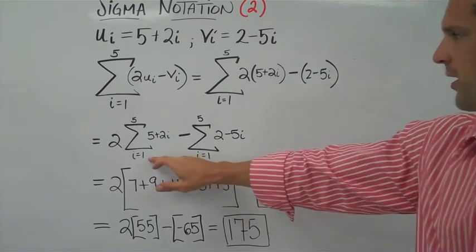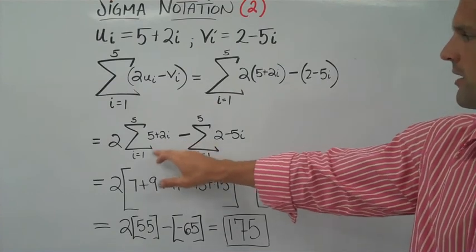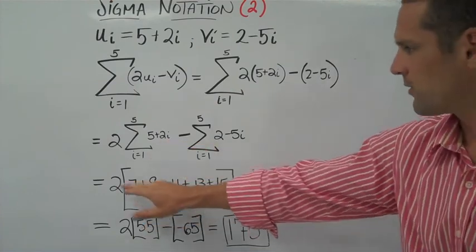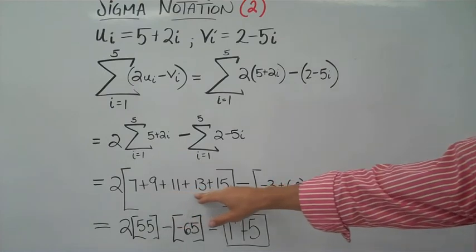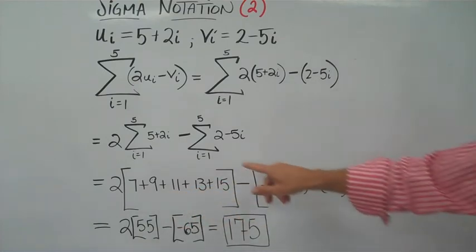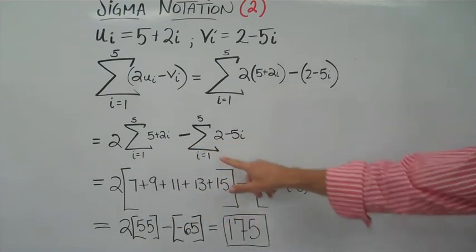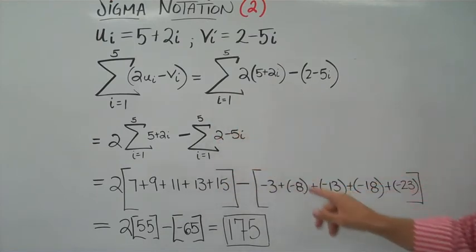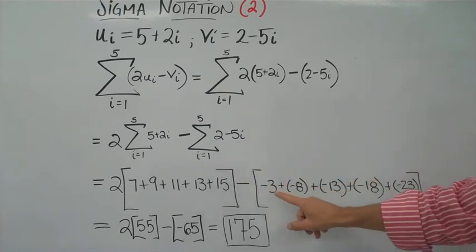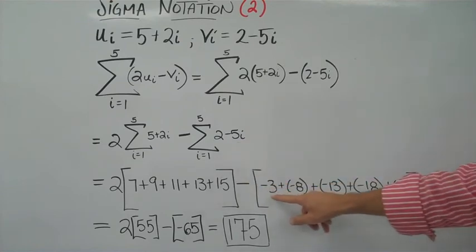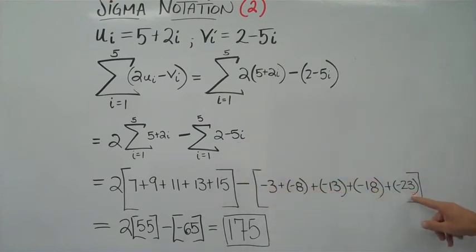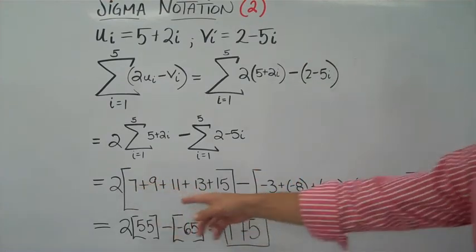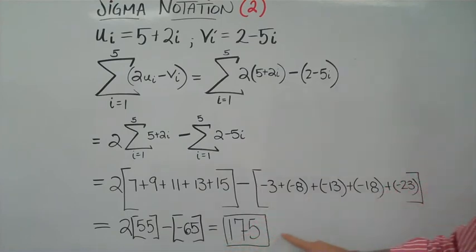Now it's just a matter of plugging in 1, then 2, then 3, then 4, then 5. And when I do that, I get 2 times 7 plus 9 plus 11 plus 13 plus 15. And also, this minus comes down here, and I have to substitute in 1, then 2, then 3, then 4, then 5. And when I do that, these sums become negative 8, negative 3, negative 8, negative 13, negative 18, negative 23. Get the sum there, multiply by 2, and subtract, as you see here, and you'll get 175.